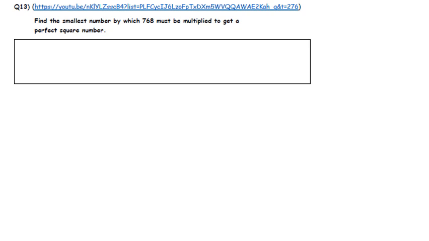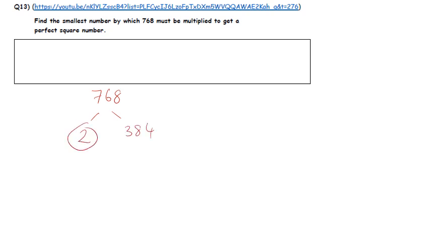So with this question, we've got to find the smallest number by which 768 must be multiplied to get a perfect square number. To do this, the first step I'm going to do is have a look at its prime factorisation. So 768 ends in 8, which is even, so I know 2 goes into it, and it's 2 times 384.